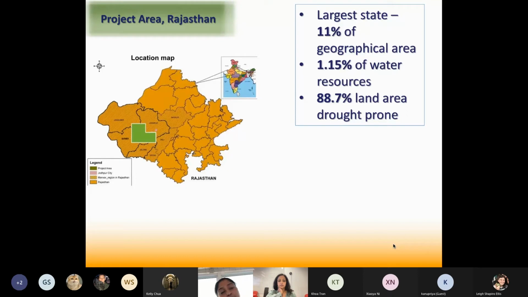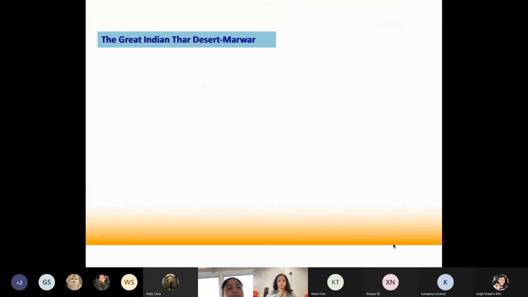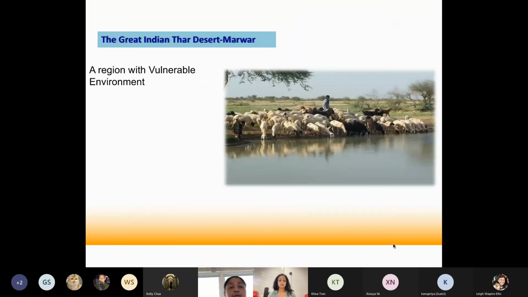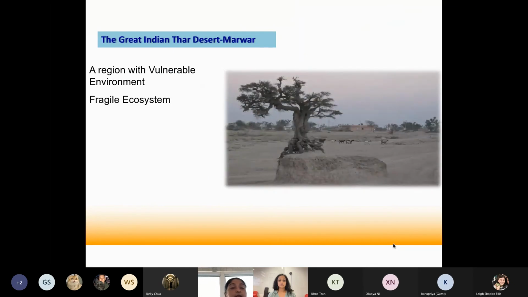So basically, if you're at the district center, you will have water, but as you move away from the district center, the water scarcity increases. To tell you a little about the desert, the Great Indian Thar Desert, it is also known as the Marwar. Marwar literally translates as the land of death. It is an extremely vulnerable environment. It has a very, very fragile ecosystem.